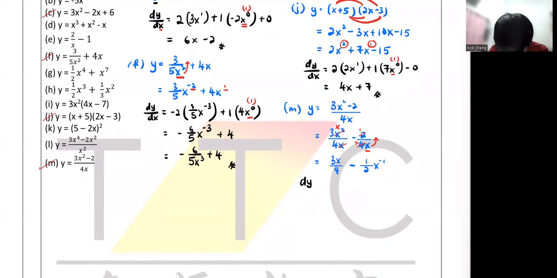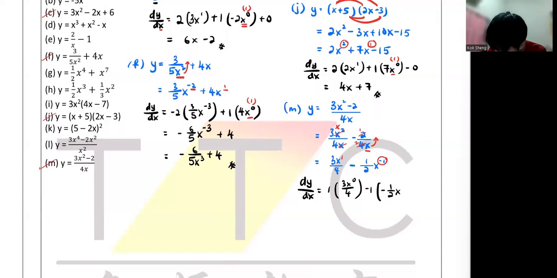The symbol first, dy over dx. So this power of x is 1 and this power is negative 1. So we can differentiate, the 1 times with 3x over 4, and the power itself needs to minus 1. Second, same. Negative 1 times negative 1 over 2x, and the negative 1 itself minus 1.